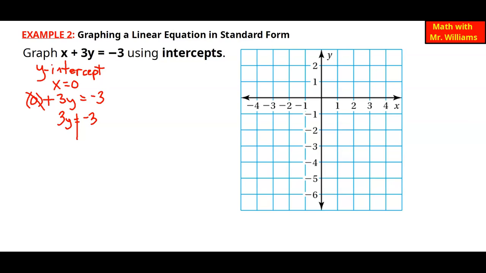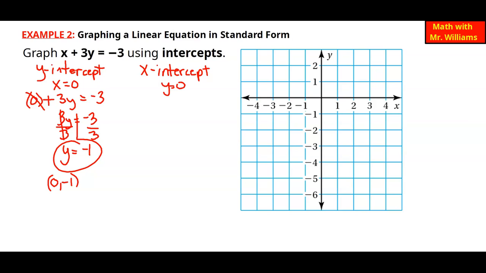Draw a line of equality. We're going to divide by 3 on both sides. The 3 on the left will cancel, leaving us y equals negative 1. So our ordered pair will be 0, negative 1 for the first one. Now for the x-intercept, we have when y equals 0. So let's substitute that 0 in for the y. 3 times 0 is going to give us 0, so it's going to cancel out, leaving us x equals negative 3. So our ordered pair will be negative 3, 0.